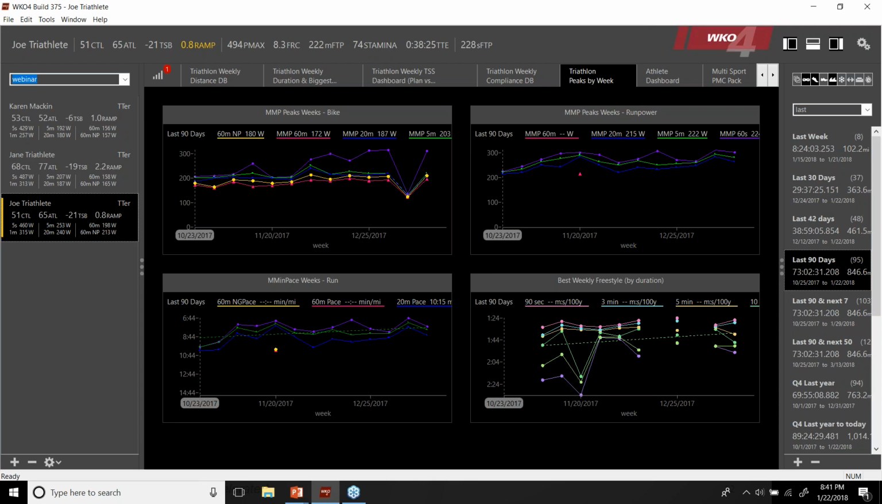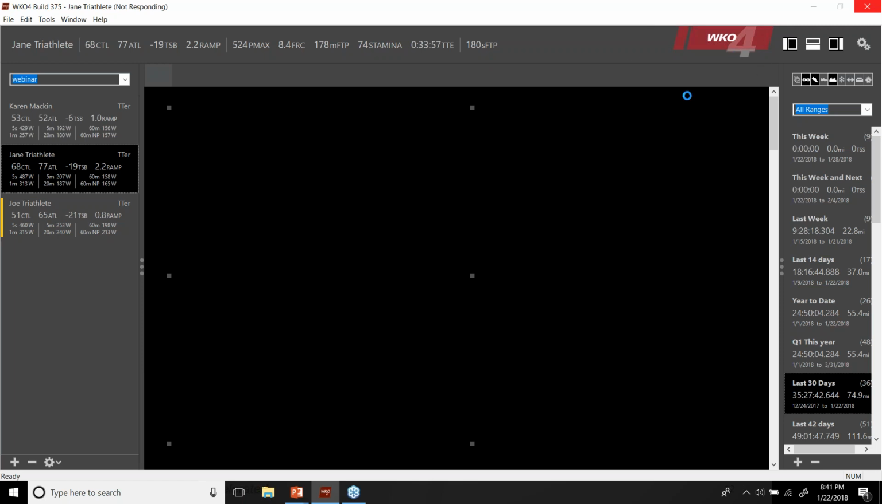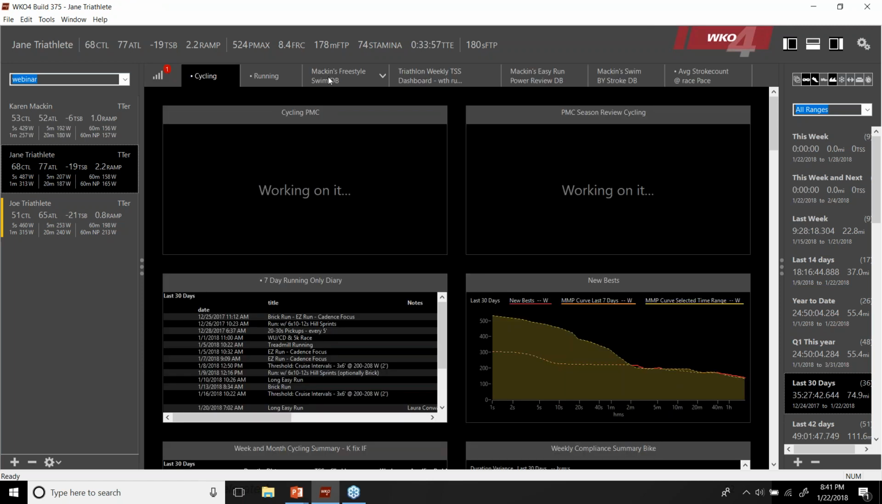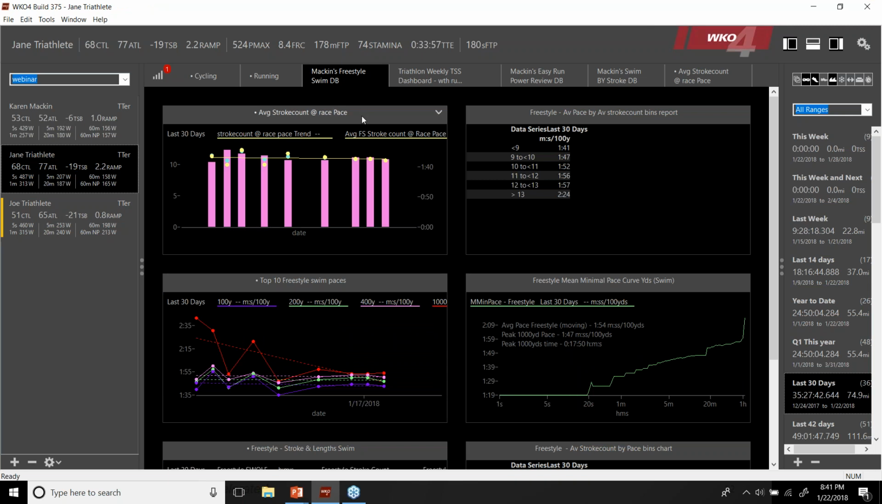So now I'm going to move into a more sports-specific example, and I'm going to use Jane Triathlete. We are going to look first at an athlete-level freestyle swimming dashboard. This was something I wanted to build for a really long time, and it took me putting this presentation together to make it happen.